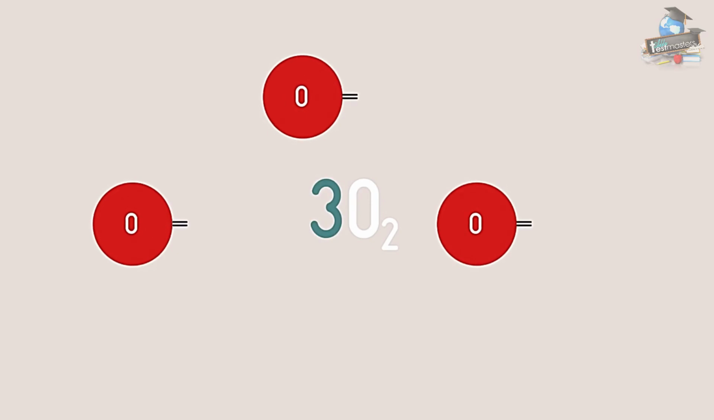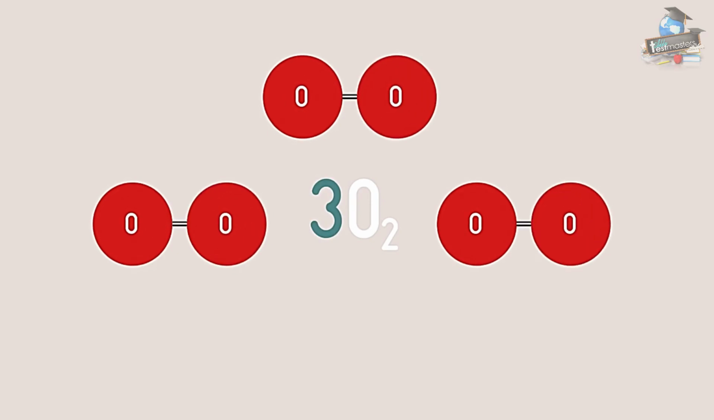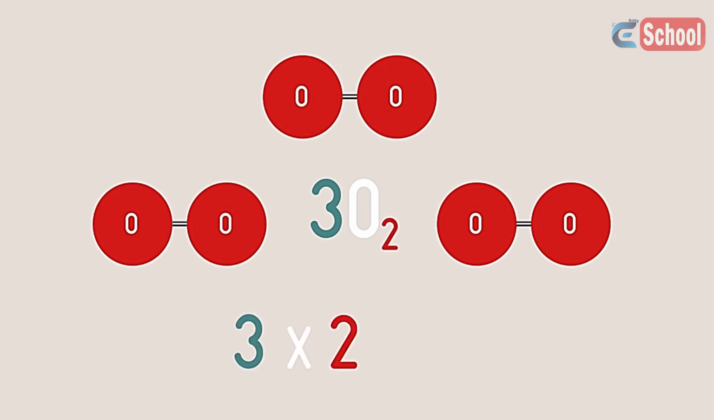Here, we start off with 3 O2 molecules, 6 oxygens overall. In the formula, you can work out how many atoms there are by doing 3 times the subscript or little number on the oxygen, which is 2. 3 times 2 is 6. Then we make 2 ozone molecules.